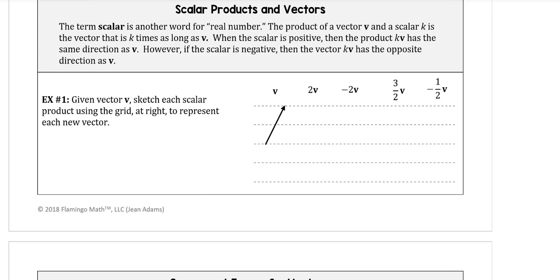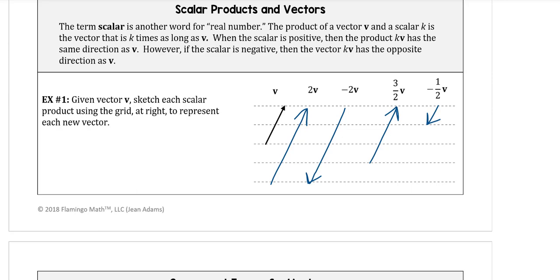We are to sketch these vectors given v and using the scalar product. If I have 2v, my vector is going to be in the same direction but twice as long. It'll look like this. If I have negative 2v, it'll be the same length as that but in the opposite direction. If I have 3 halves v, it'll be 1.5 times bigger than the original vector, but in the same direction. If I have negative 1/2 v, it's going to be half as long and in the opposite direction of the original vector.